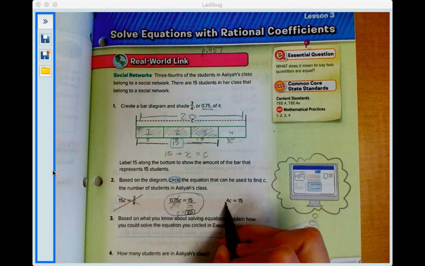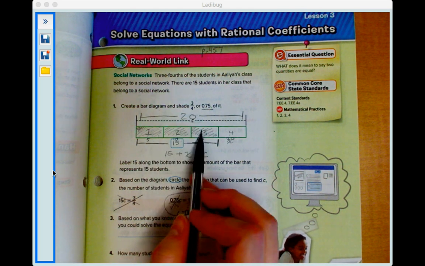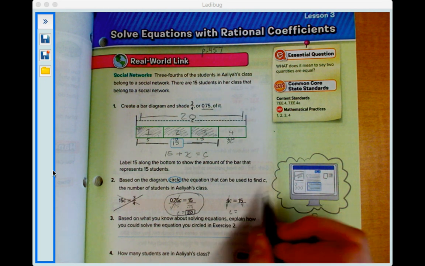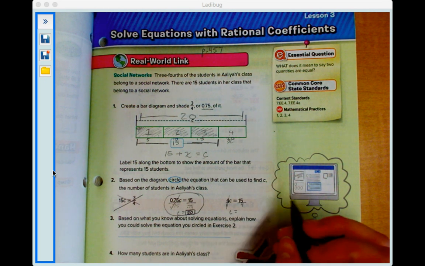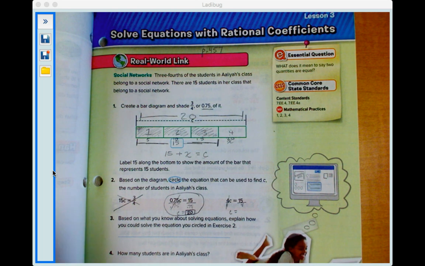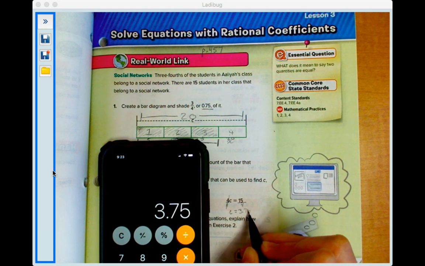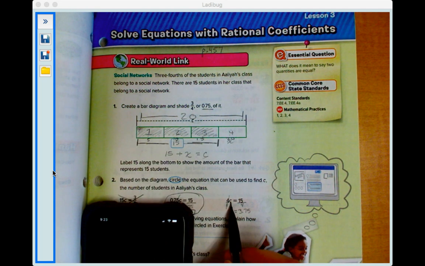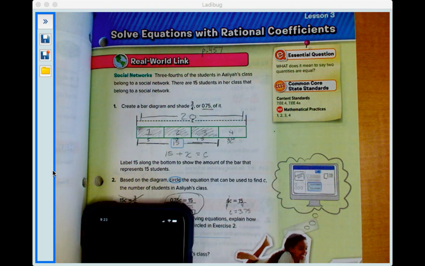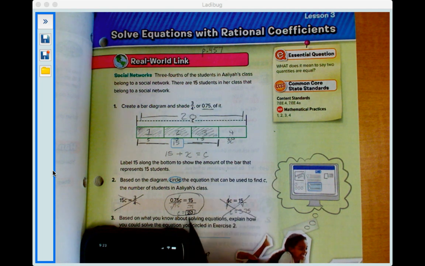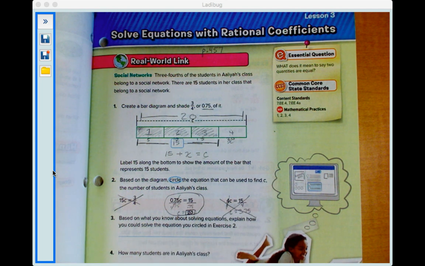Let's look. 4 divided by C, because there's 4/4. C equals 15 divided by 4. That is going to be a lovely decimal. So 15 divided by 4 equals 3.75. We know that C needs to be larger than 15, and we know that this one is correct, so this one is wrong. We cannot use that. There are 20 students in Aaliyah's class.